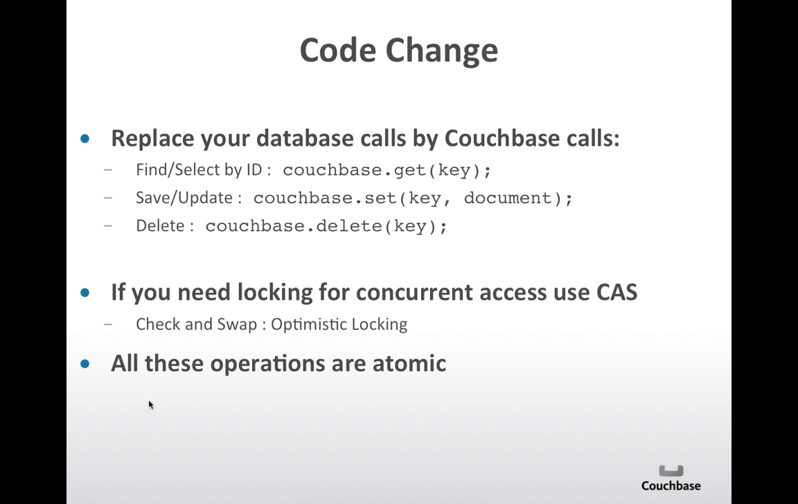But first, from a code point of view, like any database on any storage layer, you have a way to find data, to save data, and to delete data. Once you are connected to the database or to the cluster, keep in mind that when I say the database in the context of Couchbase, it's one or multiple nodes, and it's transparent from your code. So when you are connected to your Couchbase cluster, you can do get with a key, set with a key and a value, or delete, and it will do the find or select by ID, the save or update, or the delete.